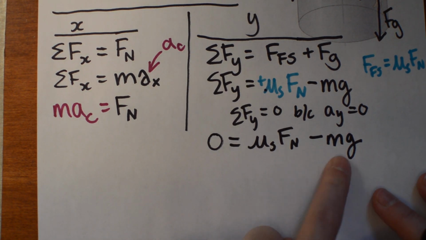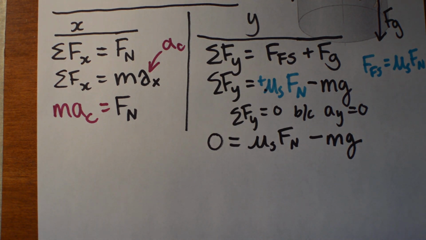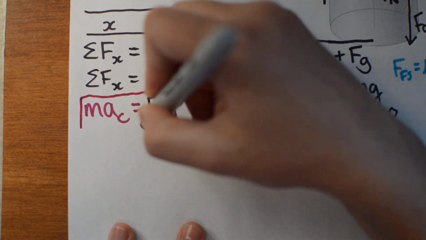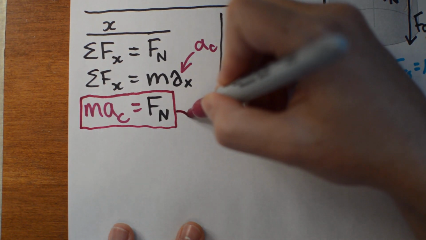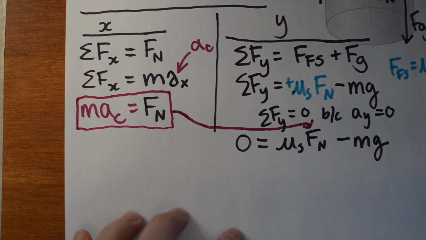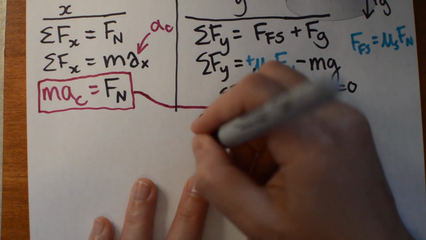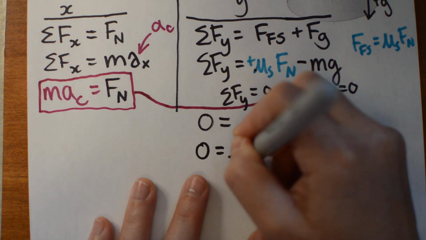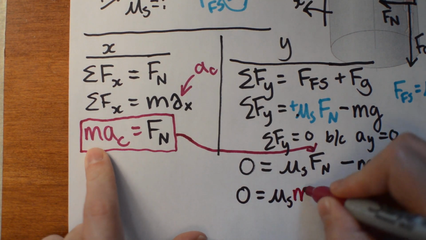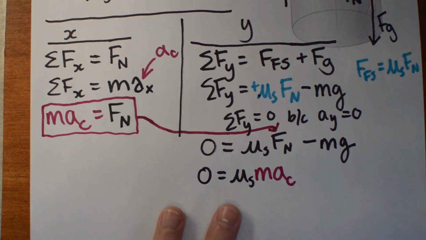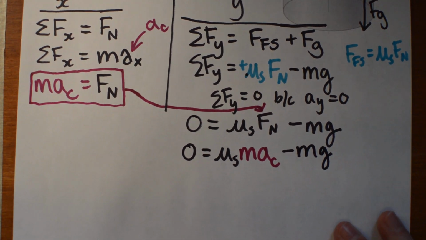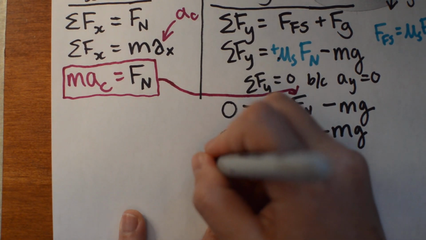I don't know normal force, I don't know mass. It feels like I don't know anything here, but it's okay. I actually can replace the normal force with this part right here, because I have this equation for normal force that I made over here. So I'm going to sneak that in and replace the normal force with that. So I get 0 is equal to mu_s, and then instead of F_n, I can write in what F_n is, which is m a_c. And then I still have the minus mg. And now I just need to rearrange for mu_s. So we'll move the mg to the other side.